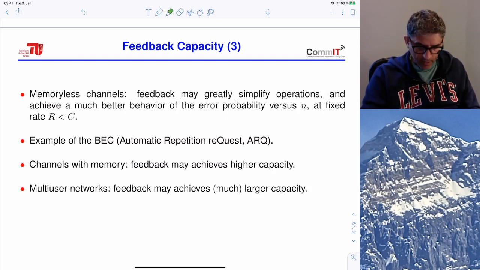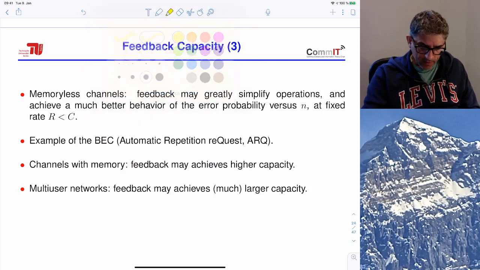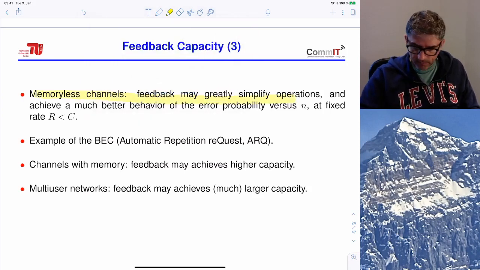So this is what I say. Feedback may greatly simplify operations and achieve a better behavior of the probability of error versus n at a fixed rate strictly less than the capacity.